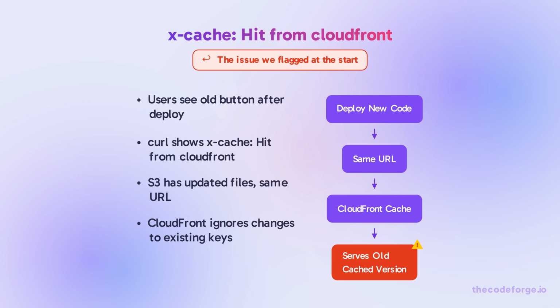This is the same issue we highlighted at the start. Here's exactly why that happened. The team overwrote the same file, but CloudFront caches by URL. Since the URL didn't change, the old cache persisted until TTL expired. The default TTL is 24 hours.